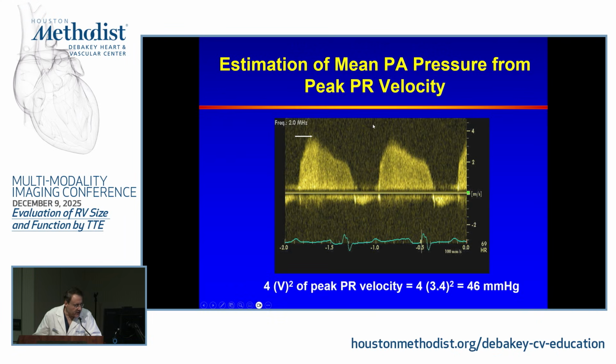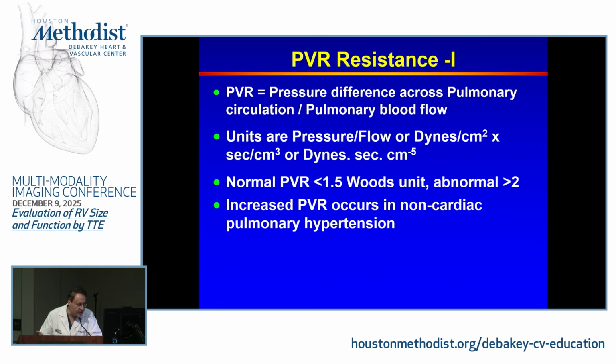This is the peak velocity for the PR, and if we do the 4v squared, we know it is at least 46 without adding any RAP, and it's a solid signal. Solid, there is a significant degree of pulmonary hypertension in this patient.